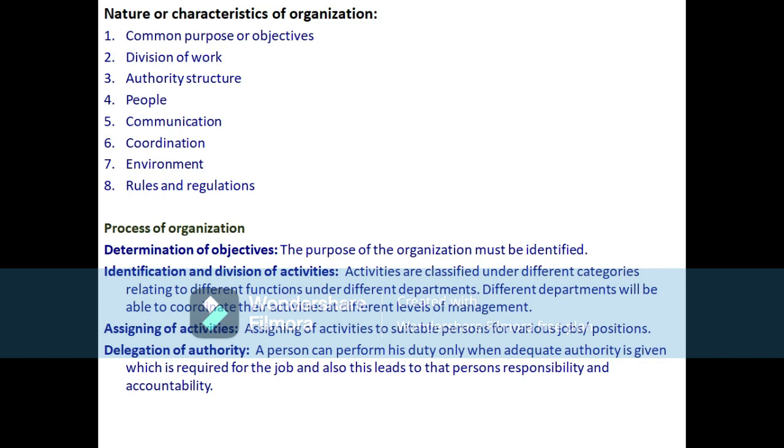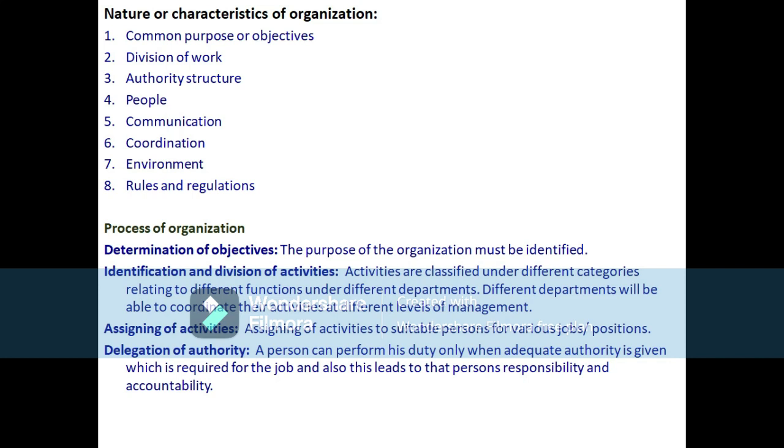What does people mean? Without people, or without the employees in the organization, there is no existence of organizations. Basically, an organization is a group of persons. Therefore activity groupings and authority provisions must take into account the limitations and customs of people. People should constitute the dynamic human element of an organization. Okay, next, communication.